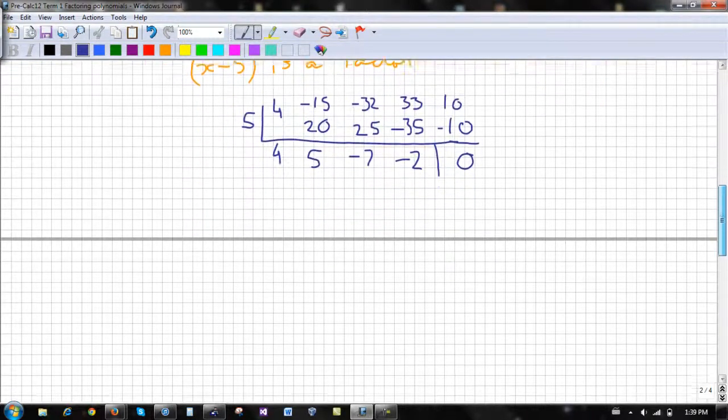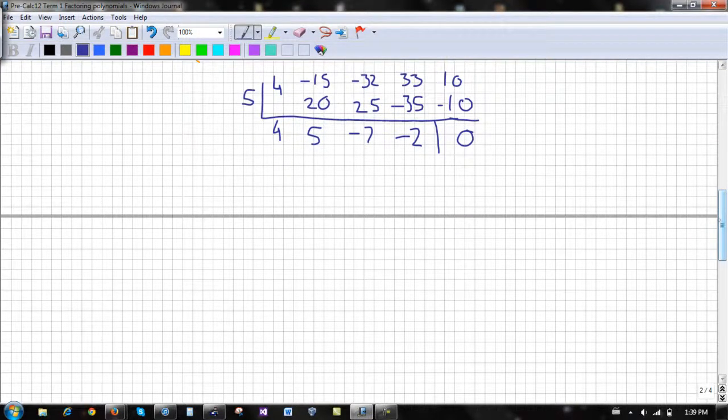Great. So now we have a new polynomial right here, which is 4x to the power of 3 plus 5x to the power of 2 minus 7x minus 2.